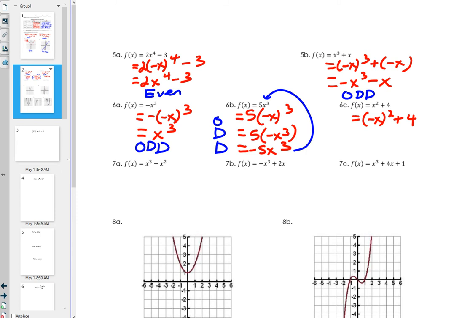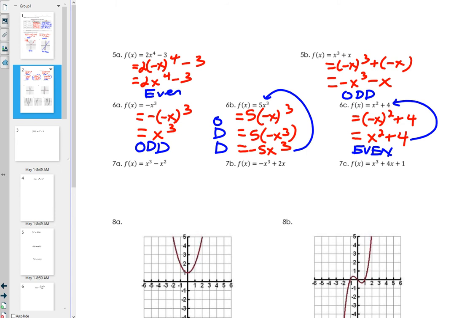No, it's going to be even when you think, what is negative x times negative x? A negative times a negative is a positive, so it just stays x squared plus 4. When you compare x squared plus 4 to the original one, they're the same. When it's the same, it's even.